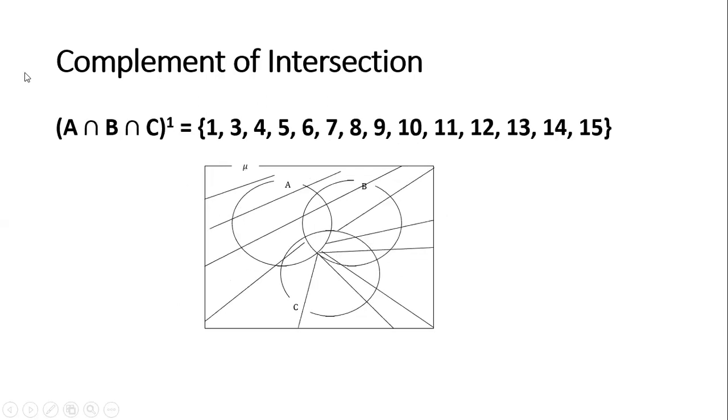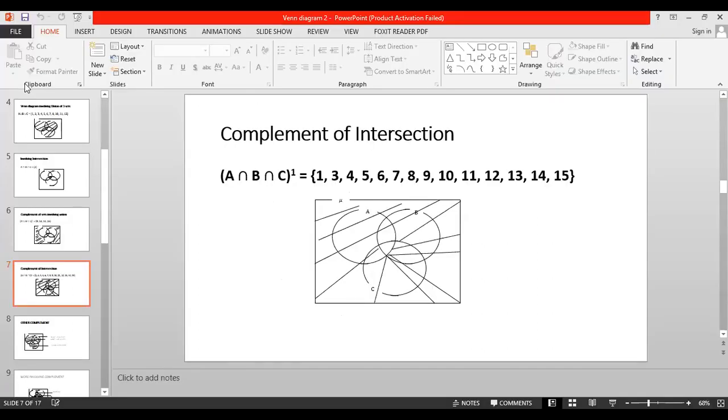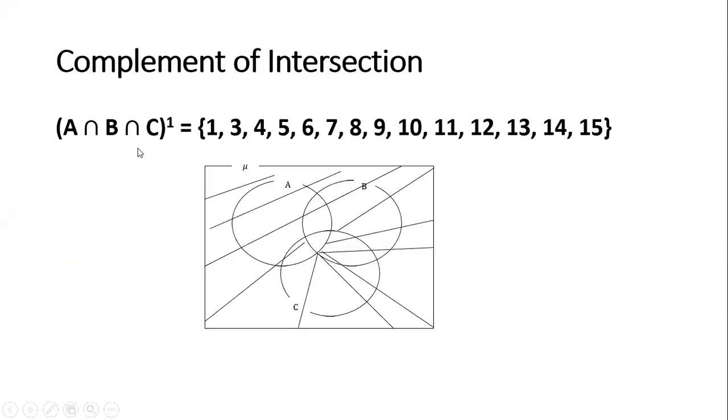Then complement of intersection, that's (A intersection B intersection C) complement. Those are elements found in the universal set, but not in the intersection of A, B, and C. And it's only 2 that is not there. And you have it as 1, 3, 4, 5, 6, 7, 8, 9, 10, 11, 12, 13, 14, 15.